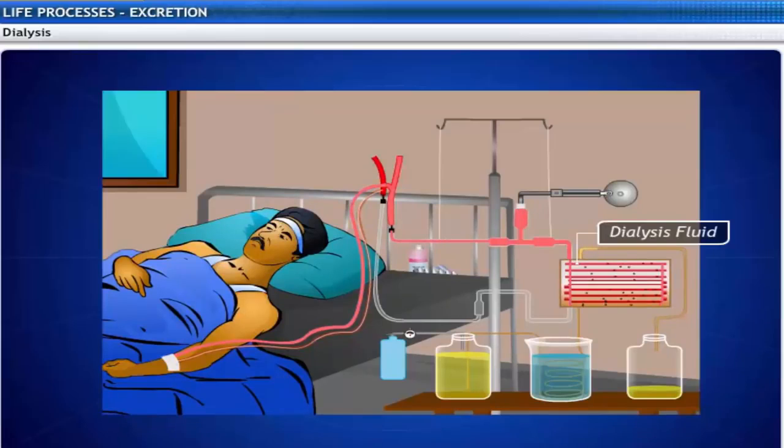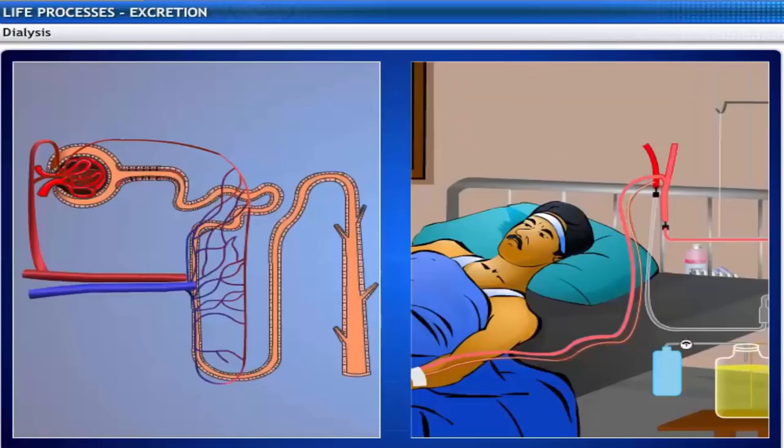During this passage, the waste products from the blood pass into the dialyzing fluid through diffusion. The purified blood is pumped back into the patient. The actions performed here are similar to the functions of a kidney, except that there is no reabsorption.